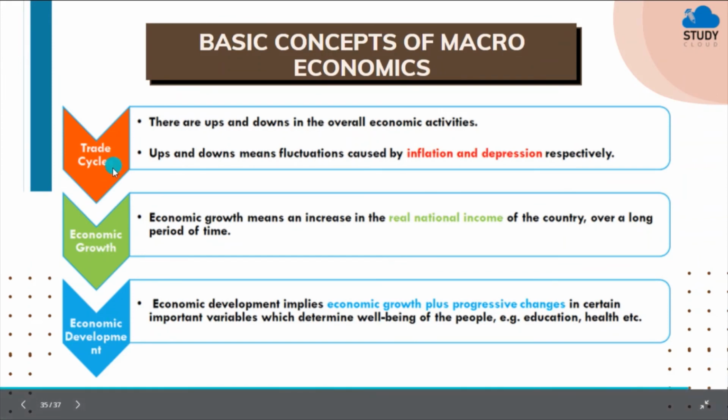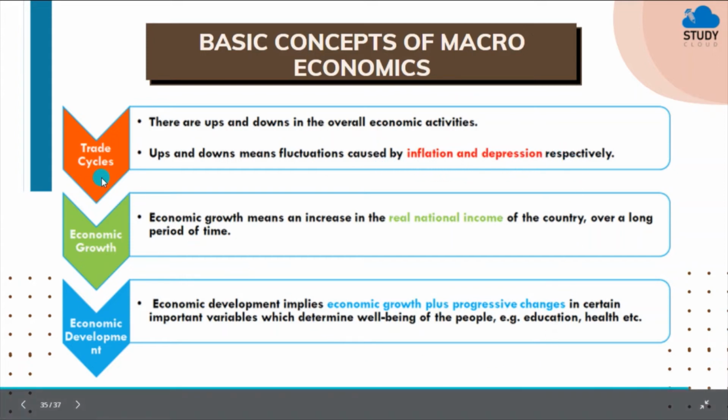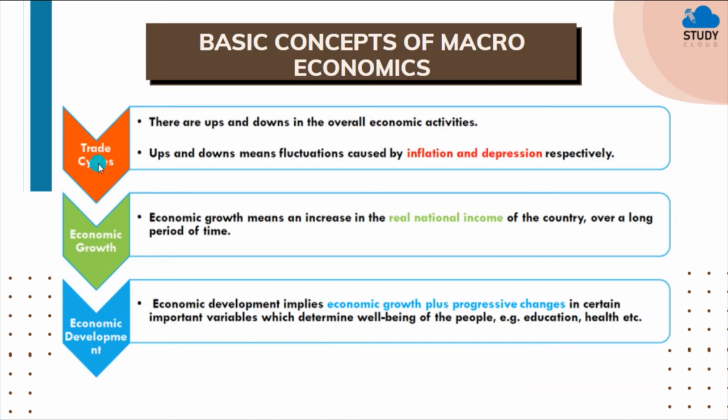Next is trade cycles. There are ups and downs in the overall economic activities. Ups and downs means fluctuations caused by inflation and depression respectively. So the entire economy cannot run in a flat state. There are ups and downs in every nation, in every economy. They are caused because of inflation, that is rise in the price level, and depression.